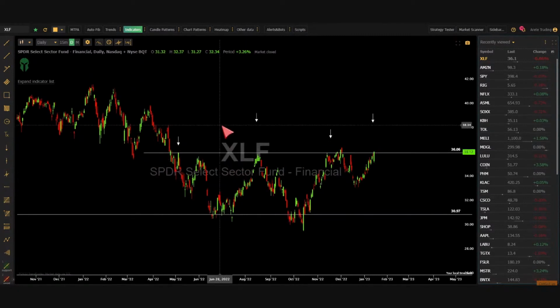Now, on a daily chart, we have to decide if this line's more important or this line's more important as significance. We know that the weekly is more important than the daily, but it's there and it's something that we have to deal with.